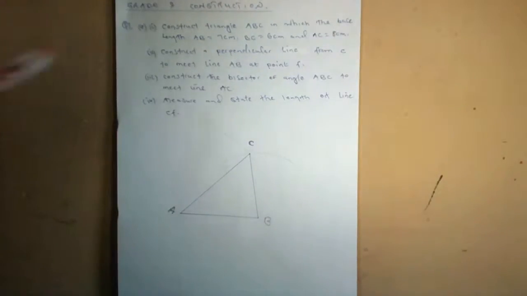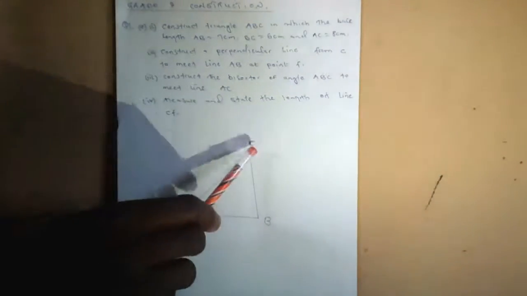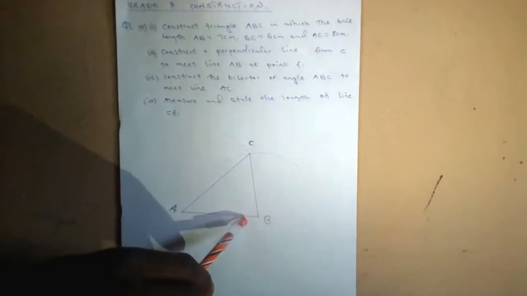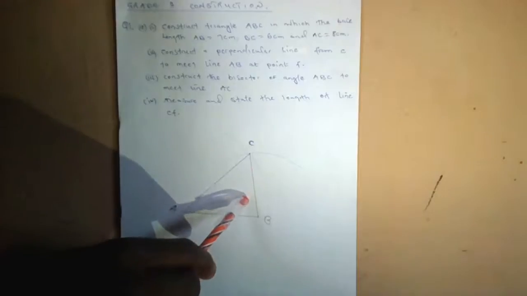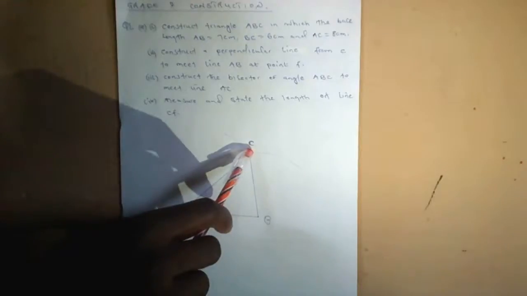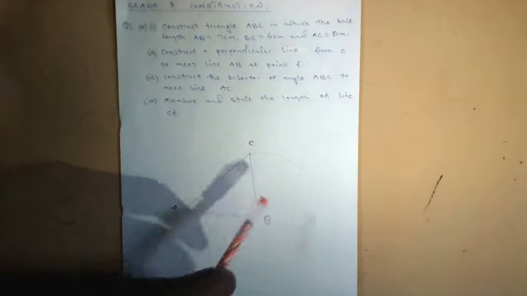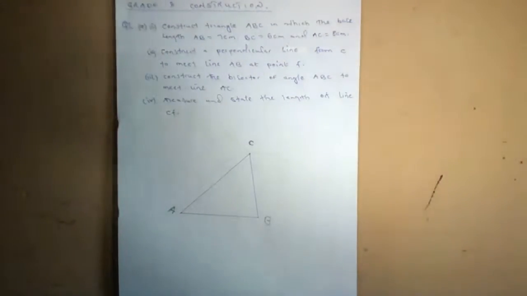The second point says, construct a perpendicular line from C to meet line AB at F. So what we're told to do is draw a perpendicular line, meaning dropping and meeting this horizontal line at 90 degrees. We're going to draw a line from that point going downward at 90 degrees to meet line AB. The line has to meet line AB at 90 degrees, and it has to come from point C. Here we go. So what are we supposed to do?